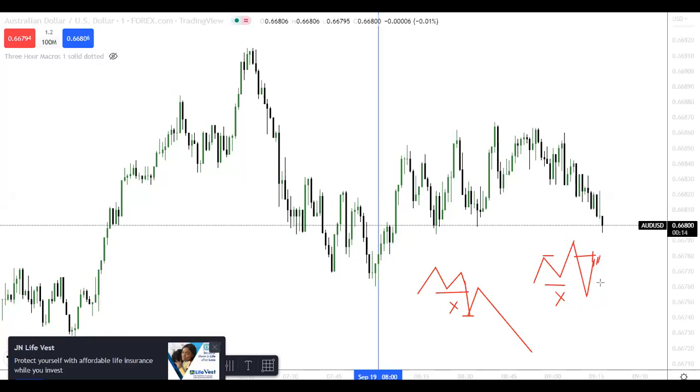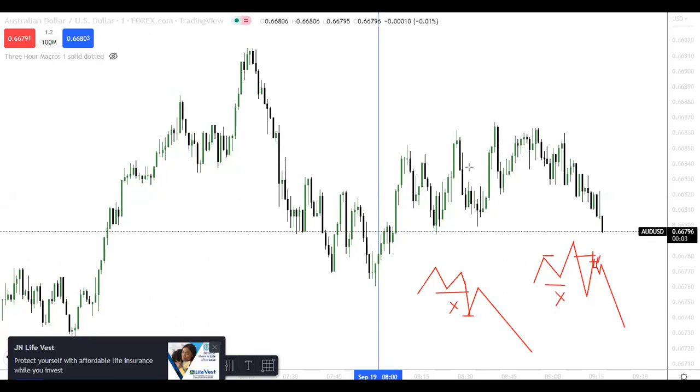Okay, give me a market structure shift. How do I frame a market structure shift right here? I watch the up candles that get formed and I watch if we're closing below them or we're trading below them. Wink, wink.